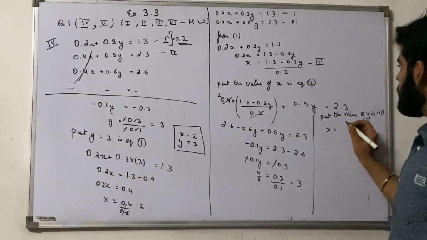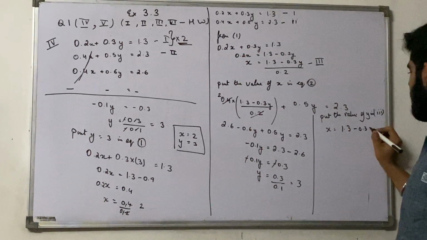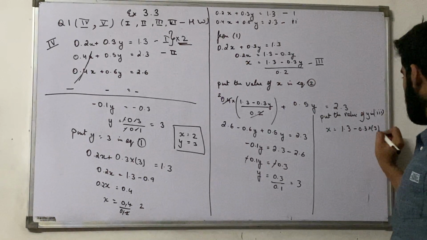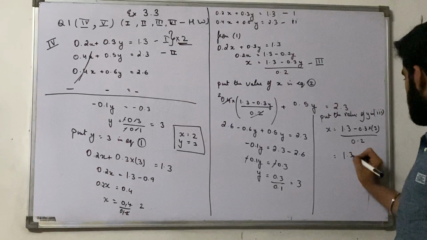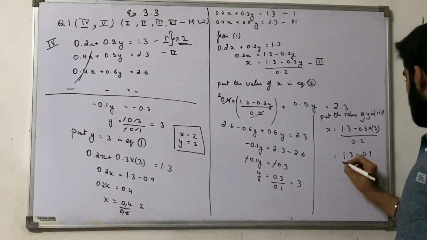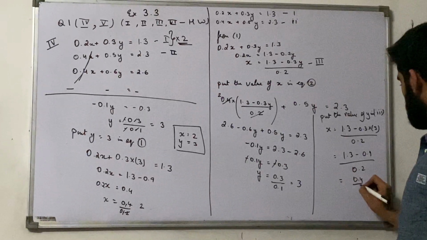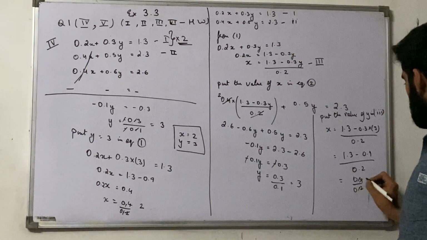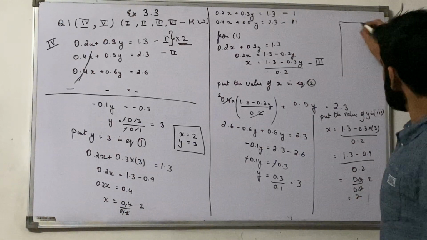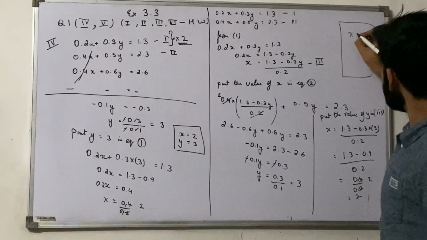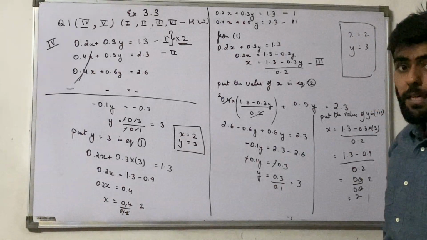Therefore x is equal to 1.3 minus 0.3 into y. What is the value of y? That is 3, divided by 0.2. This comes out to be 1.3 minus 0.9 divided by 2. Therefore x comes out to be 2. You will make a box underneath and you will write x is equal to 2, y is equal to 3. With this you are done with the question.